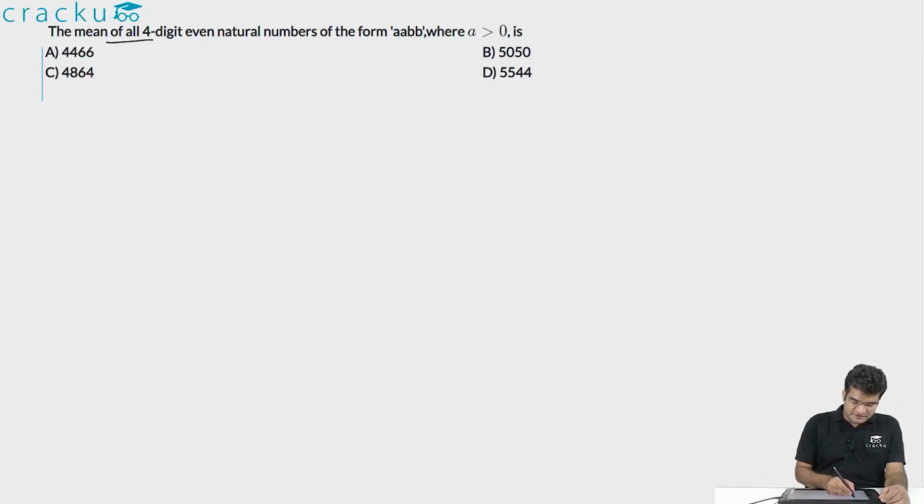In this question, we are asked to find out the mean of all the 4 digit even natural numbers which are of the form AABB, where A is greater than 0. So the first two digits are the same and the last two digits are the same, and we are told that all of them have to be even. So if you look only at the last two digits, what are the possible values for the last two digits? That is, what is the value of BB?